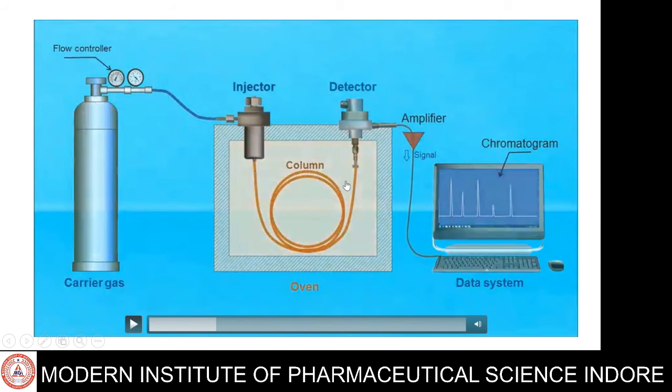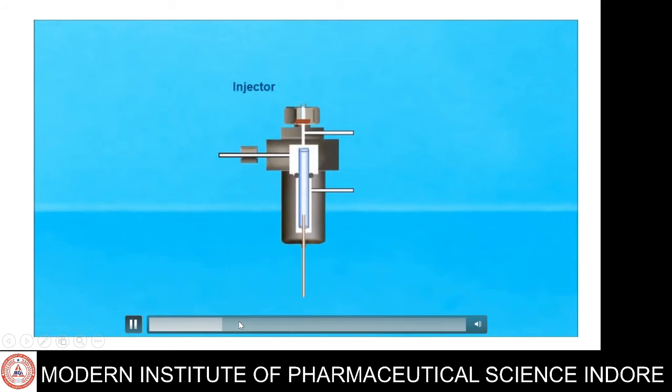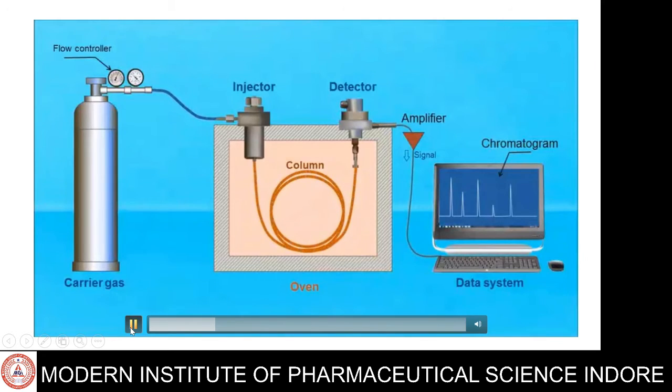And the separation column, the heart of gas chromatography, column is heated up to 250 degrees Celsius, and it converts liquid sample into gaseous and vapor form and combined with carrier gas, and this signal is detected by detectors and detectors give signals to amplifier which amplifies the results and the graph is displayed on recorder.